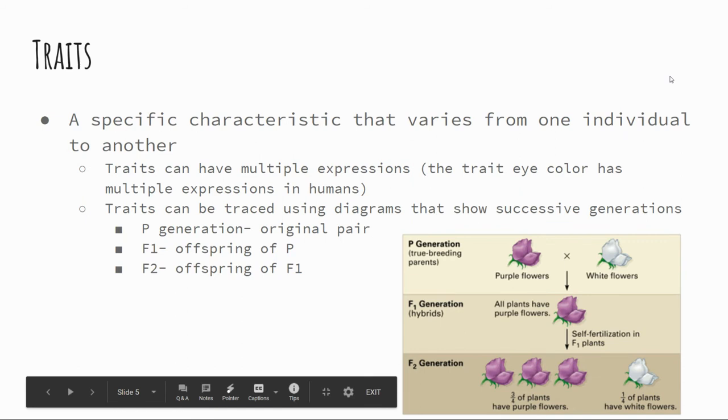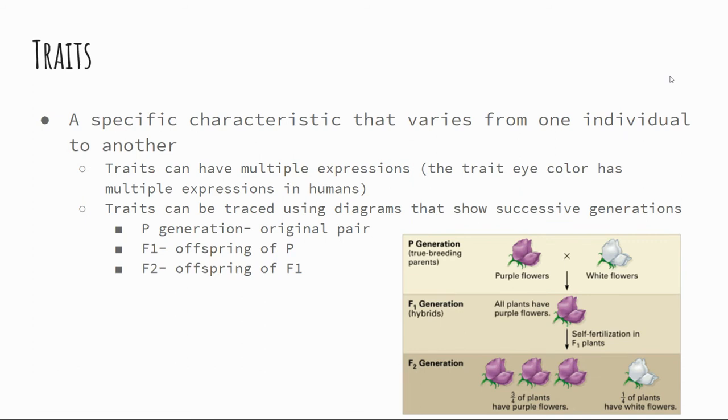So a trait is a specific characteristic that varies from one individual to another. Traits can have multiple expressions. For example, eye color has multiple expressions in humans. Traits can be tracked using diagrams that show successive generations.